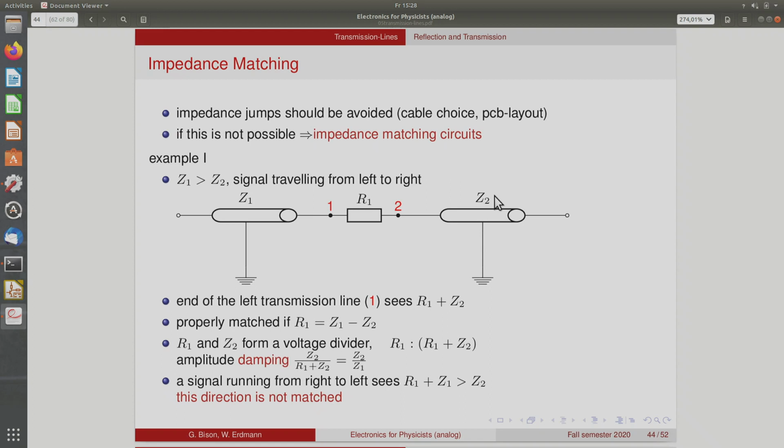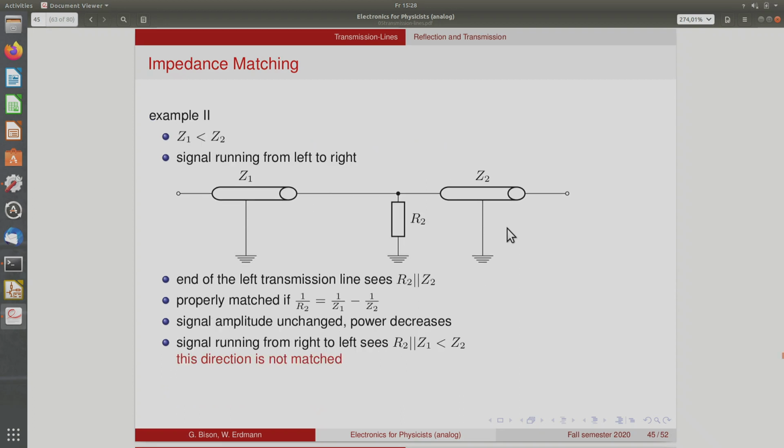The bad thing is that this only works in one direction. If you look from the other side, then this cable sees the impedance R1 plus Z1. That is not a proper termination for Z2. So this simple single resistor termination only works in one direction. If you need bidirectional matching, you need to do something else. If you take a different value, you can make it match for the one that comes from the right. But with the combination of two resistors, you can actually find something that works for both directions.